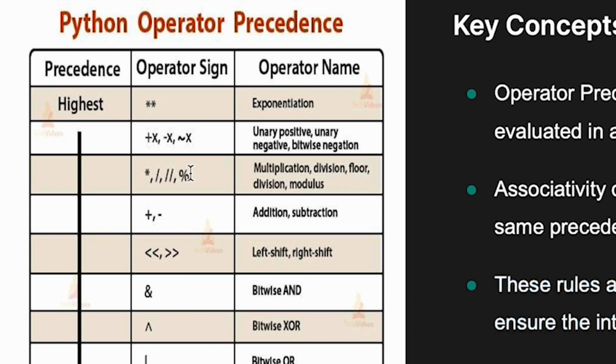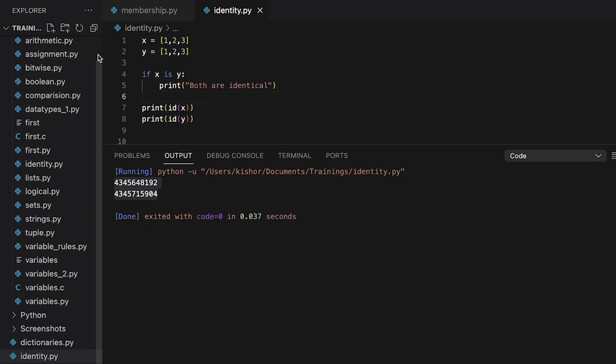If some operators come from the same rule, like multiplication, division, floor division, and modulo, and all these operators come in one statement, then the left to right associativity rule is applied. But if we have an exponential operator more than once, then it has right to left associativity. Let's understand this with the help of an example.